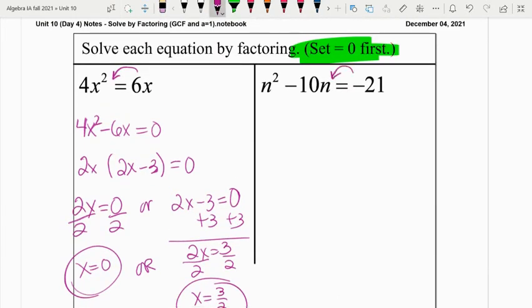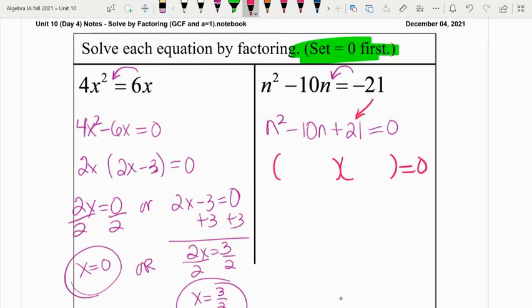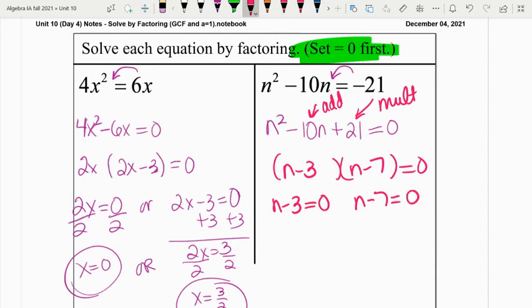Next one, move the 21 over because I have to set it equal to 0 first. So I have n squared minus 10n plus 21 equals 0. So this is a nice, easier one to factor. So do your two parentheses. I need two numbers that multiply to 21 and add to negative 10. So n minus 3, n minus 7. Set each to 0.